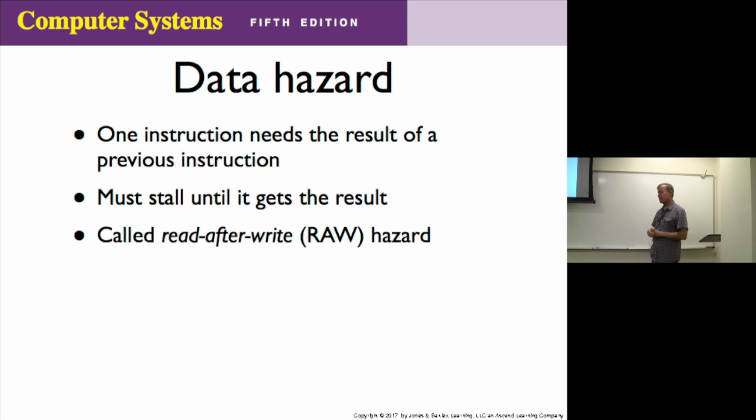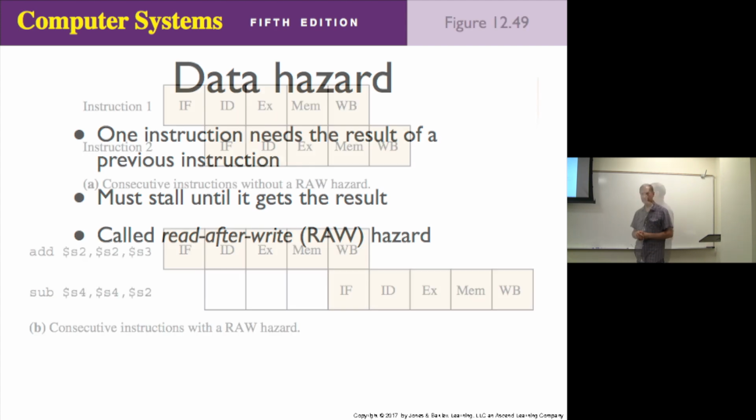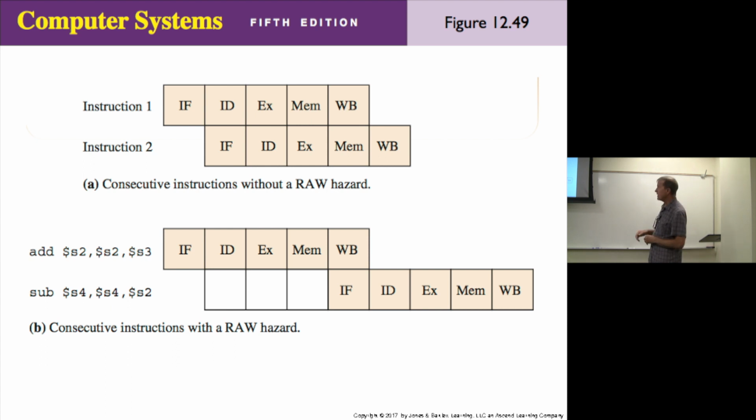Those are control hazards. Let's talk a little bit now about data hazards. A data hazard occurs when one instruction needs the result of a previous instruction, and it must stall until it gets the result. And this is called a read after write, so that's RAW, a RAW hazard. Figure 12.49 shows a read after write hazard. In part A, we are assuming that there is no data dependency. So instruction 2 can be executed at its normal time after instruction 1, where its instruction fetch is happening when instruction 1 is being decoded. Part B of the figure shows the bubble that occurs when there is a data dependency.